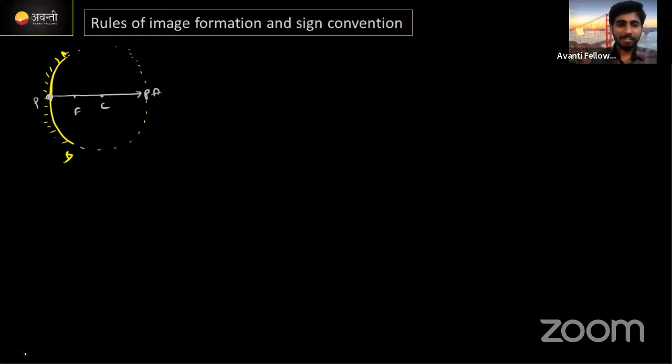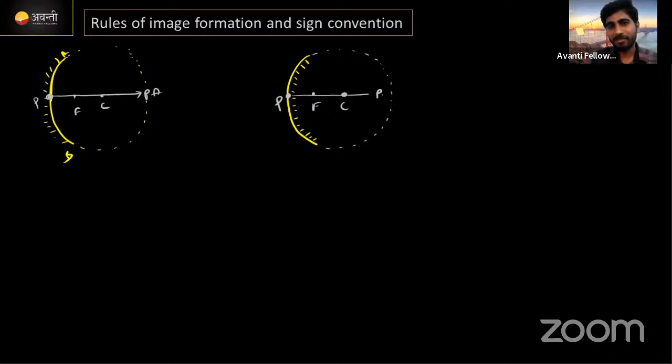Similarly for the convex mirror, how is a convex mirror? Look at this one. Same curvature, but the cave portion, what do we do? Silvering. If you do silvering for the cave portion, then the imaginary sphere will be located on the same side only. The pole point will be here, the center of curvature here, the principal focus here, and the principal axis also here itself. The principal axis can be taken on both sides, no problem.